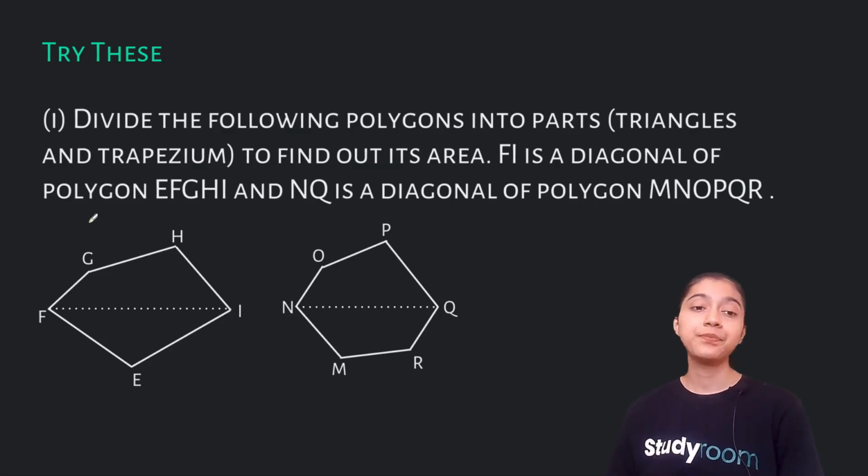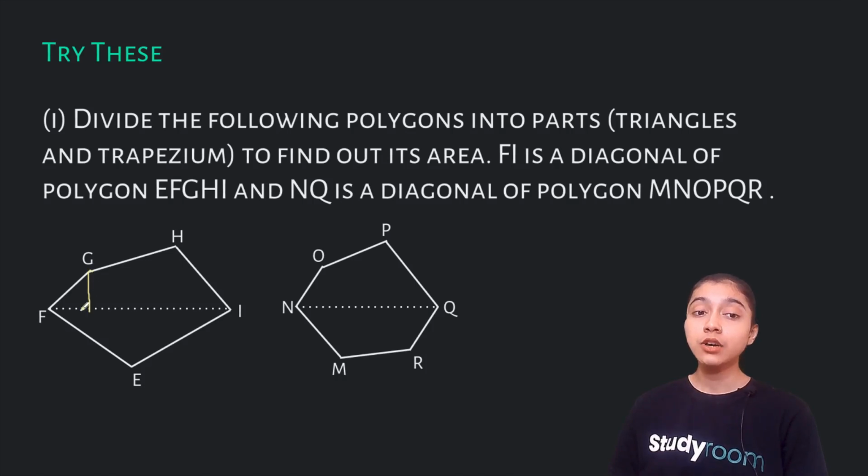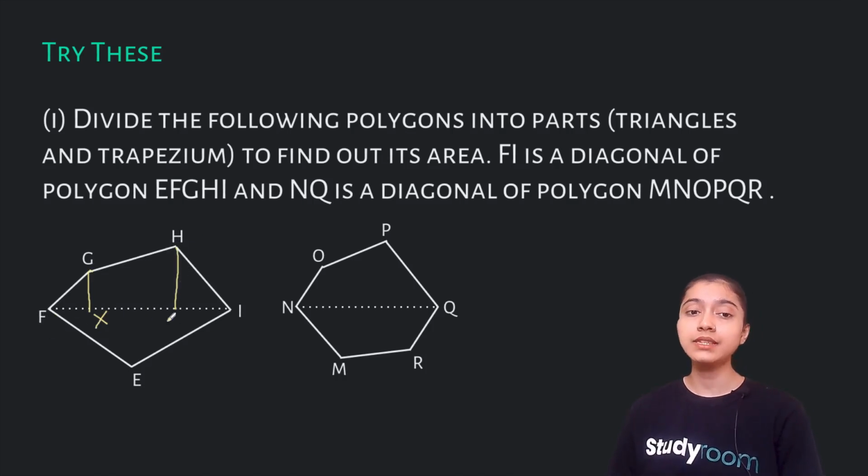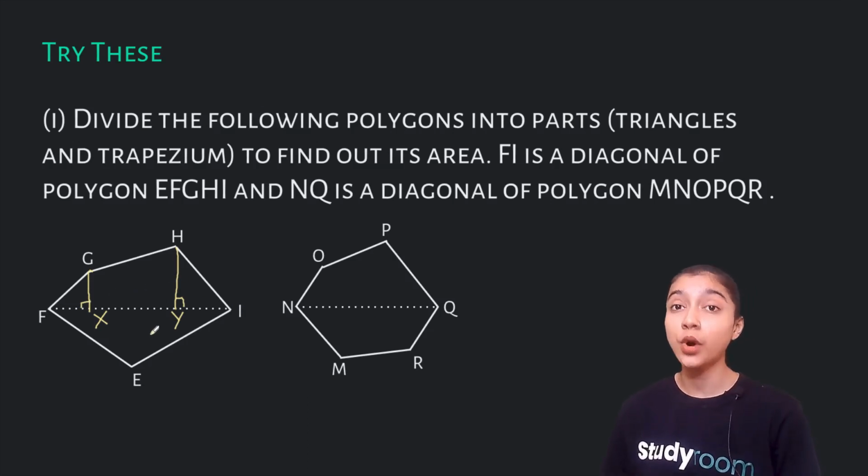So let's do it. The first thing that we'll do is we'll draw a perpendicular from G falling on FI. Let us name it as X. Again, we'll draw another perpendicular from H falling on the FI base and let us name it as Y. So this is a perpendicular, so it will be making a 90-degree angle. So this entire polygon has been divided into a triangle, a trapezium, another triangle and another bottom triangle. So the entire polygon has been divided into a total of four geometrical shapes.